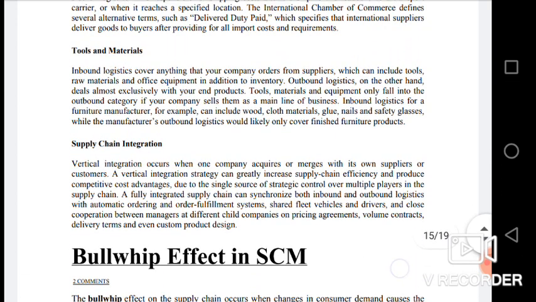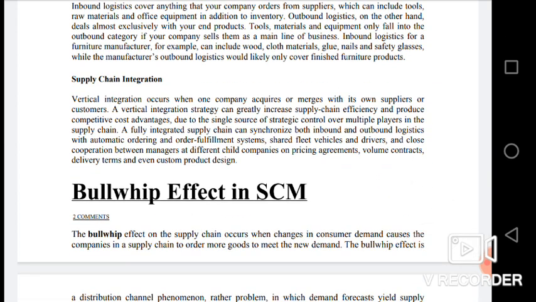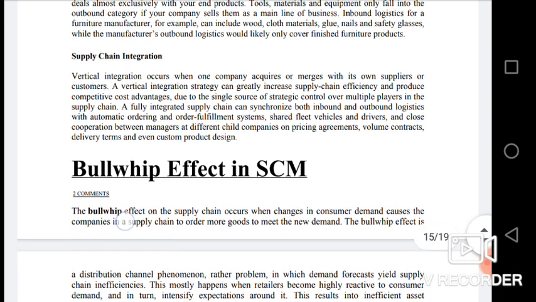Now the last point under inbound and outbound is supply chain integration. Vertical integration occurs when one company acquires or merges with its own suppliers or customers. That means we are talking about the integration part. Integration can be done under two headings, vertical and horizontal. Vertical means when we merge or acquire some lower level activity of ours. In this case, we are going to merge with our suppliers or customers. So a vertical integration strategy can greatly increase supply chain efficiency due to a single source of strategic control.